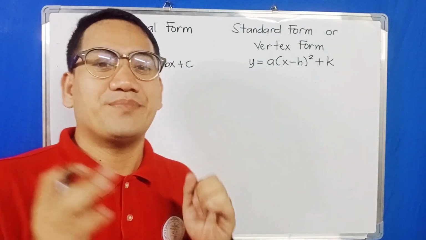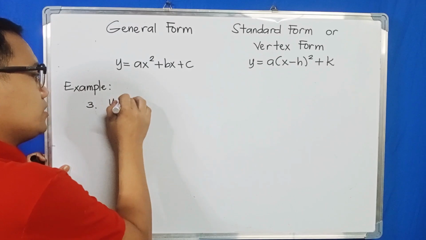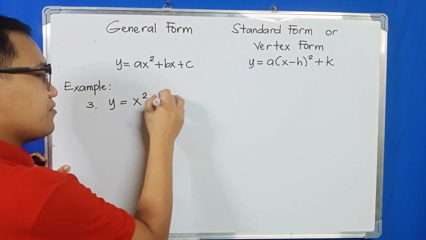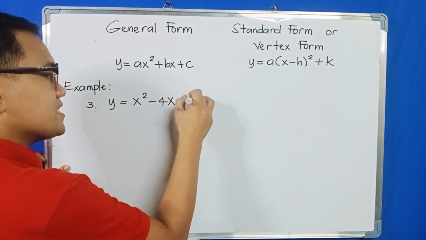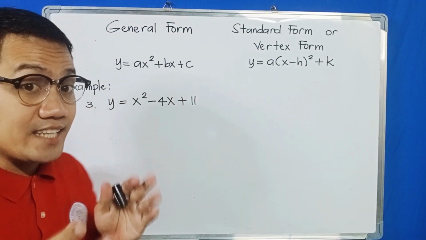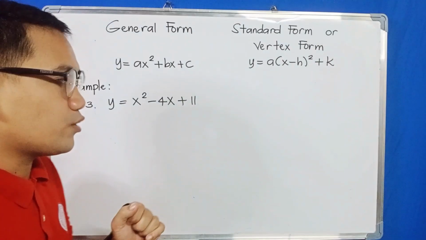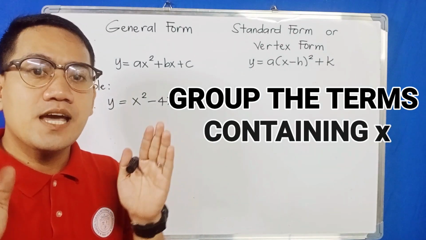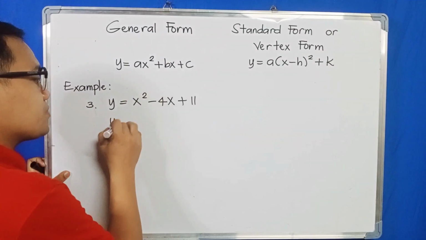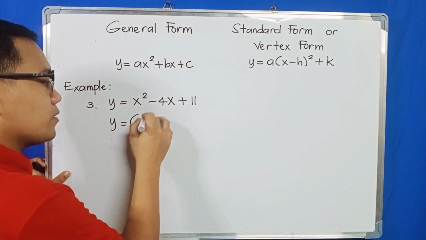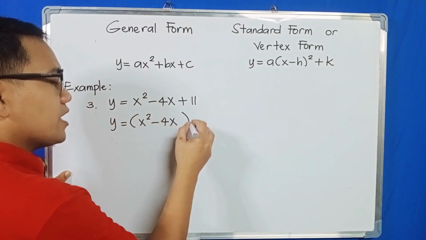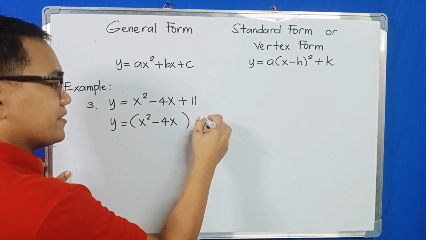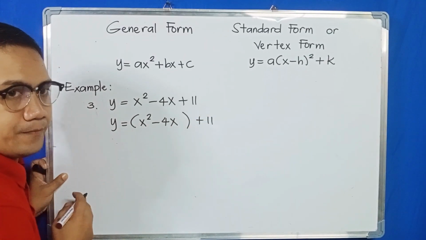Let's have the third example. y is equal to x squared minus 4x plus 11. Let's try to write this one into vertex form. The first thing we need to remember is to group the terms containing x. So y is equal to the quantity x squared minus 4x, and let's exclude 11 from the grouping symbol.